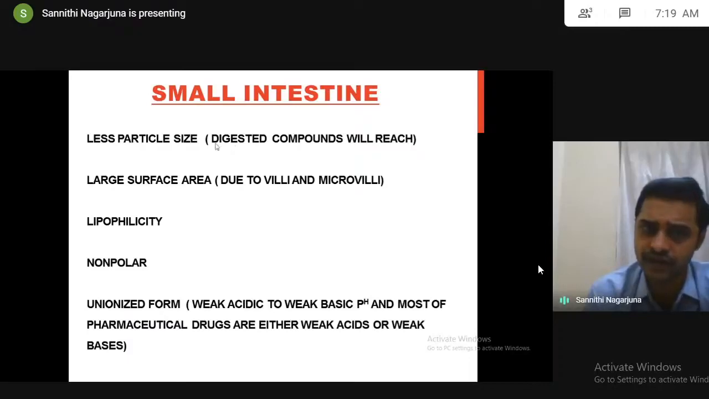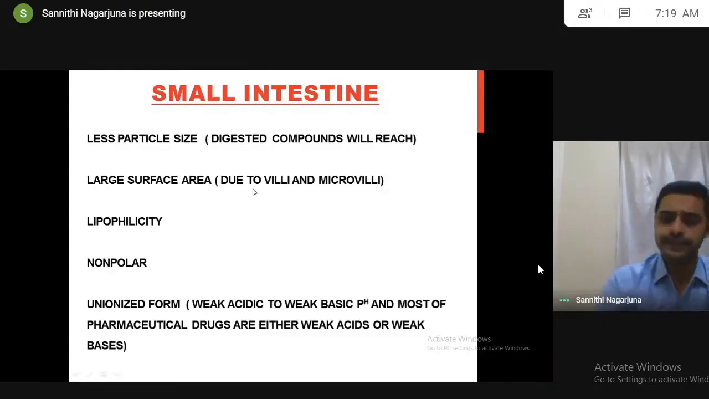After digestion, the components will reach the small intestine, because from the stomach the compounds come to the small intestine. Next, there is a large surface area, which is provided by the villi and microvilli present in the small intestine. Then all the drugs will exist in unionized form in the small intestine, because most of our drugs are weak acids to weak bases, and in the small intestine the pH is also between weak acidic and weak basic.